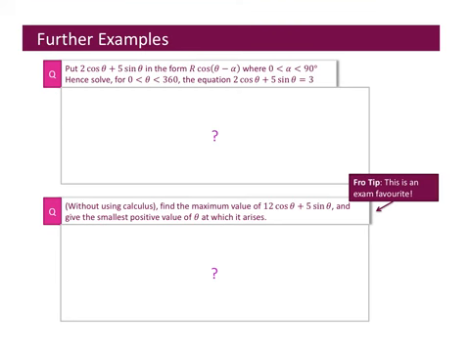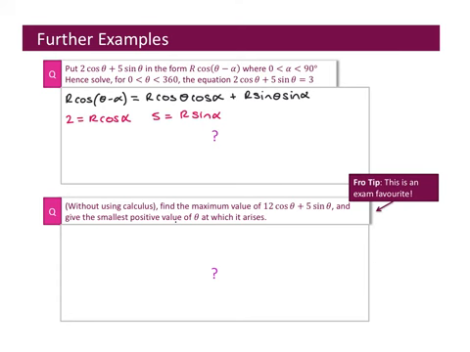So we know, by comparing coefficients, that r cos(theta minus alpha) using the double angle formula is going to equal r cos theta cos alpha plus r sine theta sine alpha. Now, equating coefficients, we have cos theta, so if I compare 2 cos theta with r cos theta cos alpha, I'm going to have 2 equals r cos alpha. And then for sine, I'm going to get 5 equals r sine alpha.